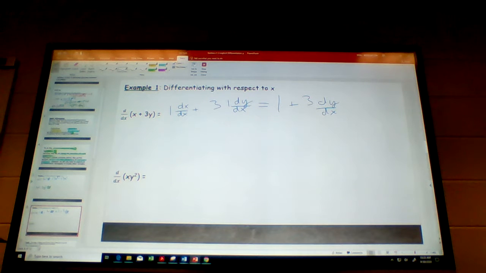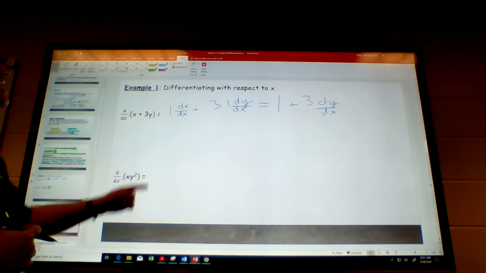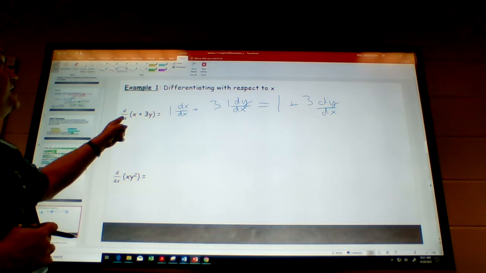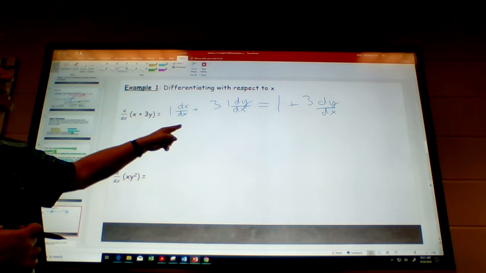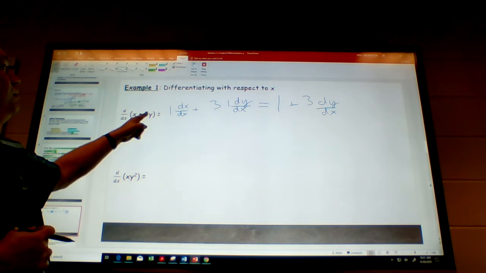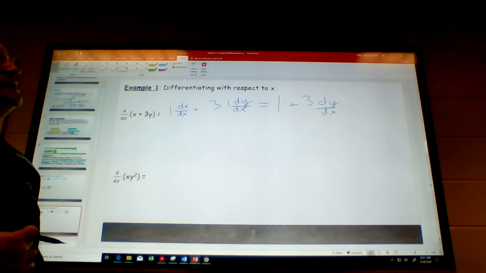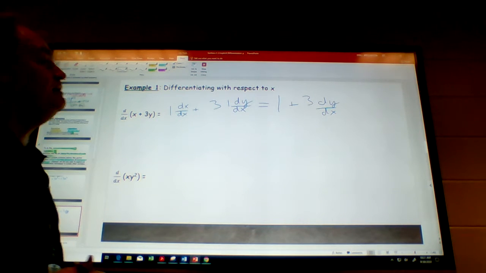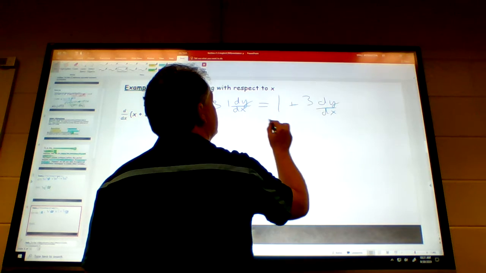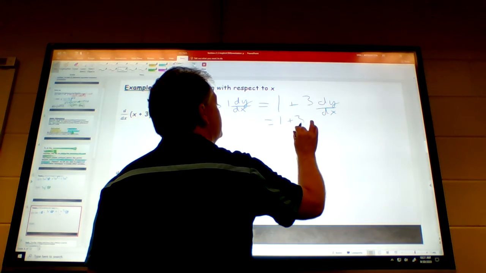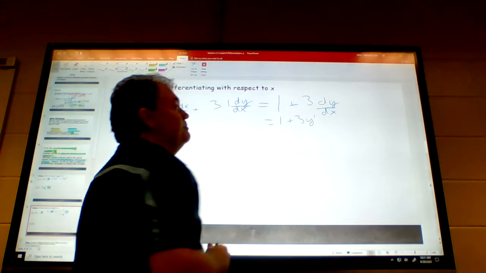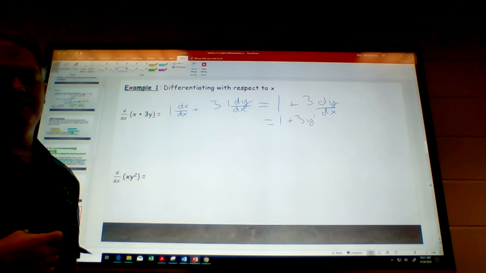All right. So you're seeing how the derivative of x in terms of x is just simply 1 because they cancel out. But the derivative of y in terms of x does not cancel. It just simply goes away. Now remember, we can rewrite this as 1 plus 3y prime, because remember, dy over dx is y prime.